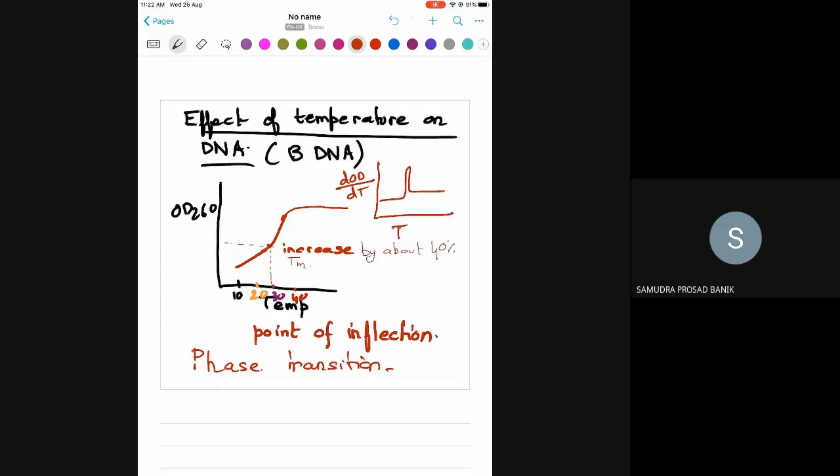Similarly, in the case of DNA also we can call this a phase transition, okay, because there is a change in the absorbance profile of DNA. Now, absorbance profile is again a physical property. So we can monitor this phase transition using this Tm analysis or Tm analysis profile.